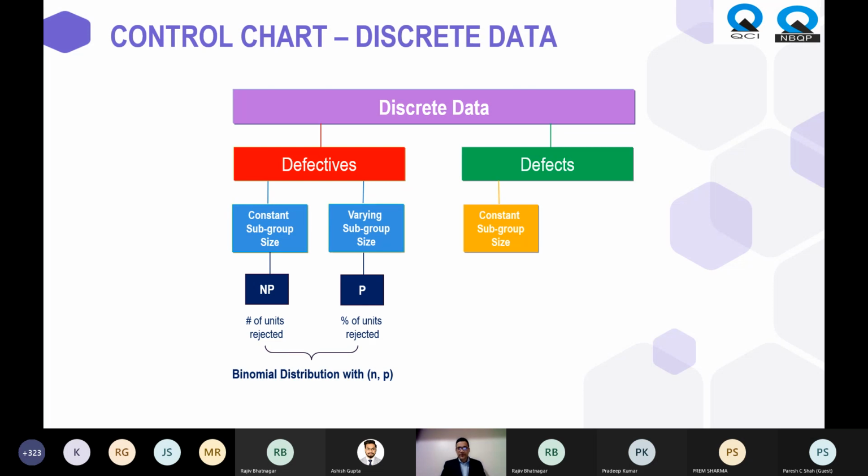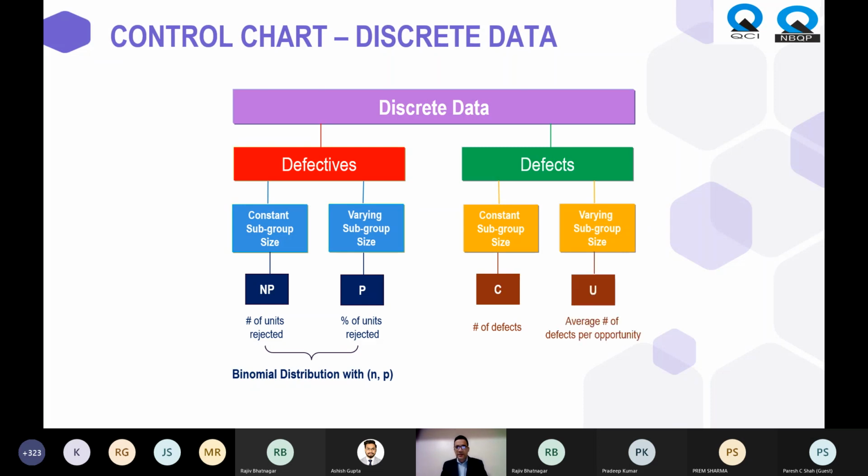And for defects, one is constant subgroup size, another is varying subgroup size. The logic remains the same. If my subgroup size is constant, it falls under constant. If I am drawing varying samples, 2 samples, 10 samples, 15 samples, then it will fall under varying. And the charts we will use are the C chart and U chart.